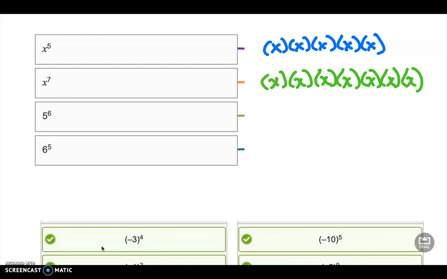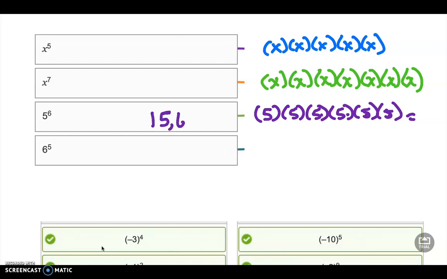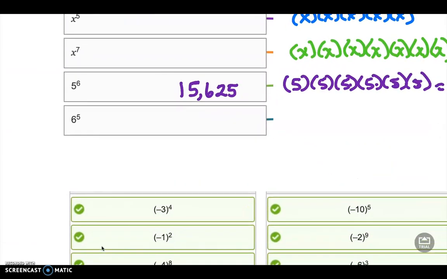5 to the sixth, we've got 5 times 5 times 5 times 5 times 5 times 5. 1, 2, 3, 4, 5, 6. That's 5 to the sixth. And then I could pull out my calculator, and if I were asked the value of that, this is the expanded form, the value would be 15,625.